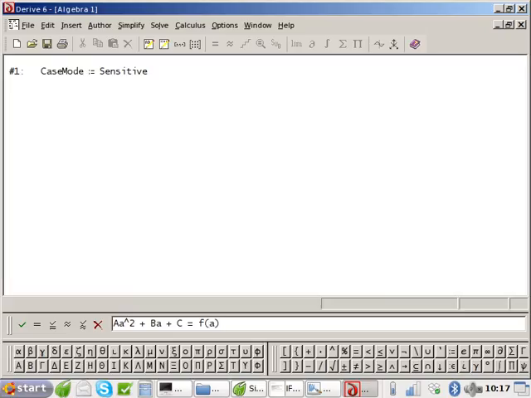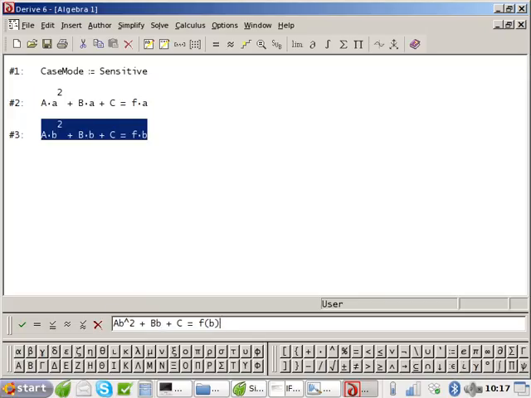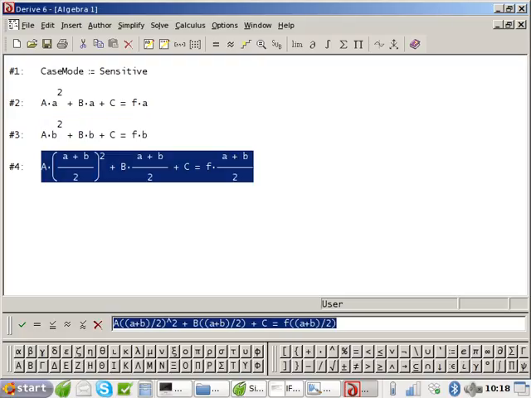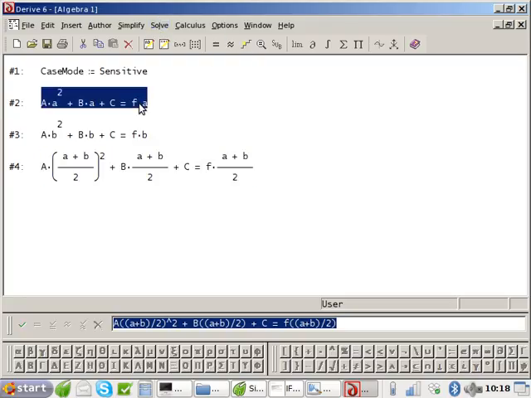Yes. And then the next one is the same except instead of small a it's small b. And then the last one is the same, except it's a plus b over 2, like this. Alright, let's see what you can do. Ah, no, that's FA, you fool.